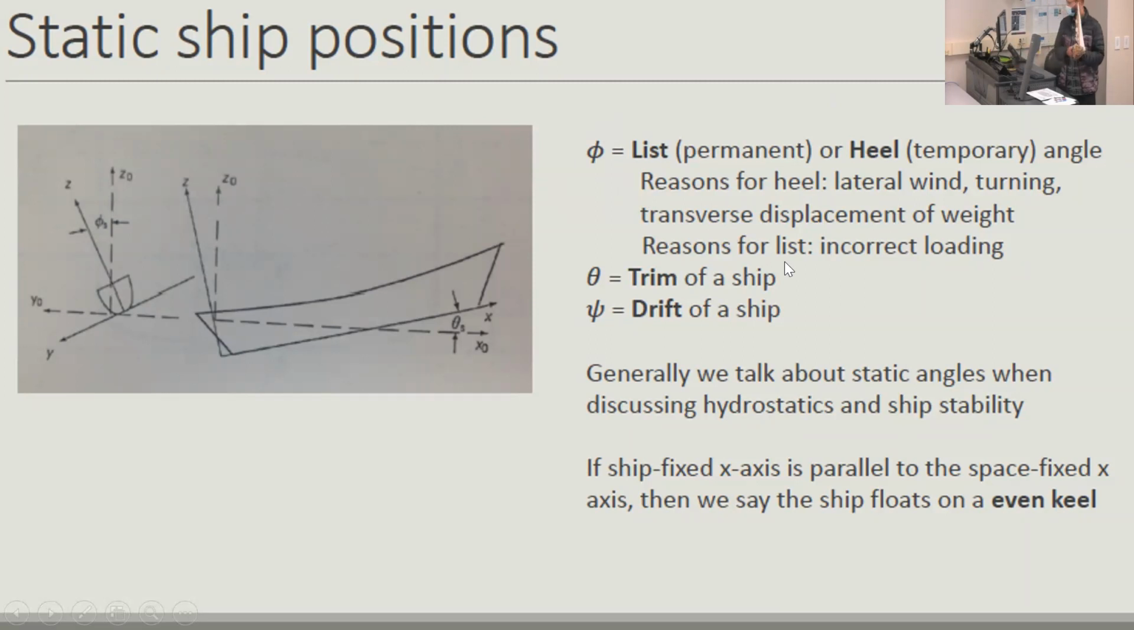Trim is, okay, let's see. All right, perfect. So here everything is nice and level. And let's say you put too much cargo in the aft holds. So what happens is you'll trim like so, right? This angle is called the trim angle. And it can go both ways. It can be positive or negative.